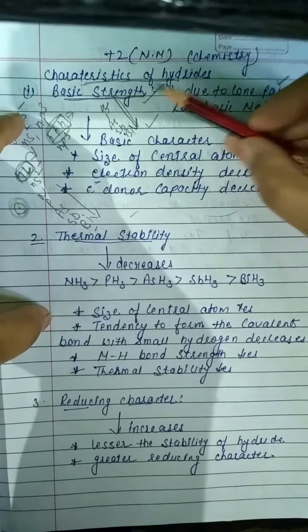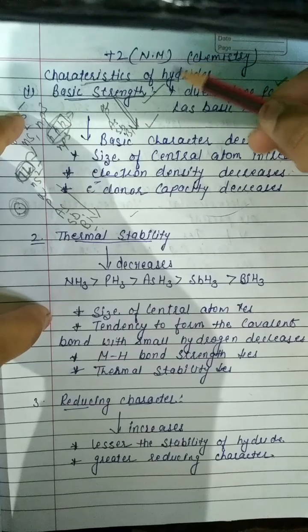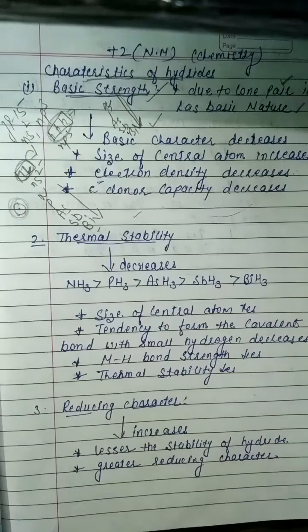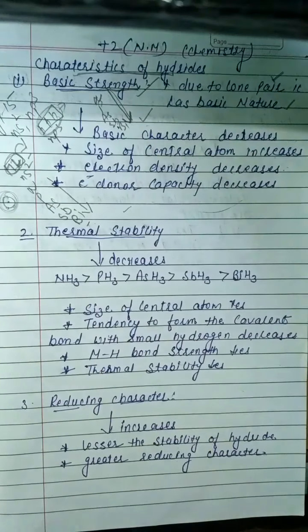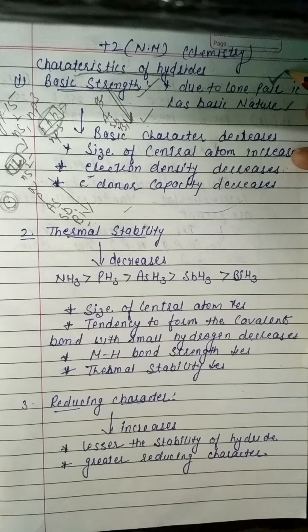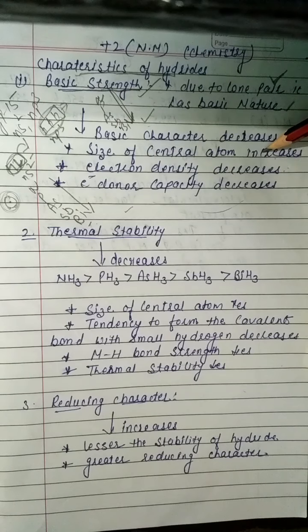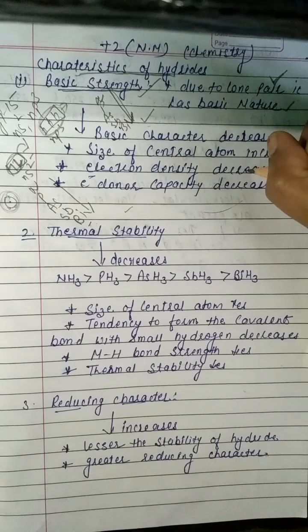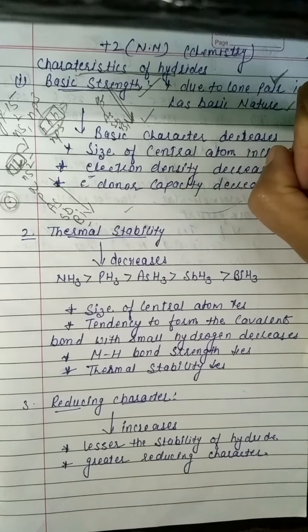Clear? Basic strength decreases when we move from top to bottom. Firstly, group 15 hydrides have a tendency to donate the electron pair, due to the lone pair present on the central atom. So they are all basic in nature. But the basic character decreases because the size of the central atom increases, the electron density decreases, and they have less tendency to donate the electron pair. So they show less basic character from top to bottom.